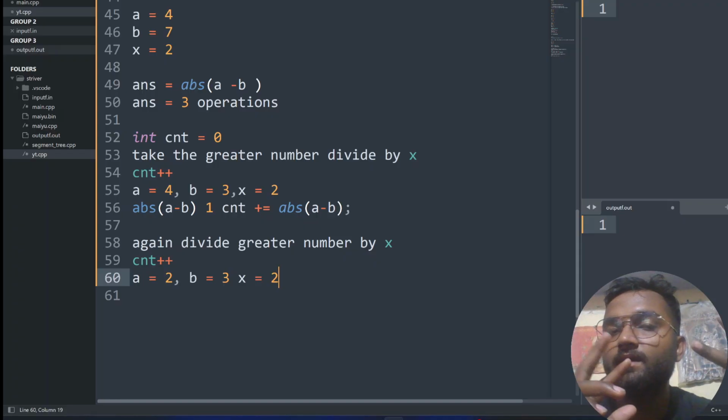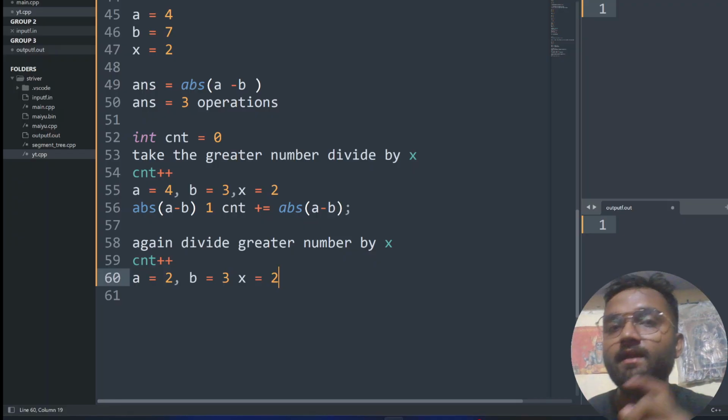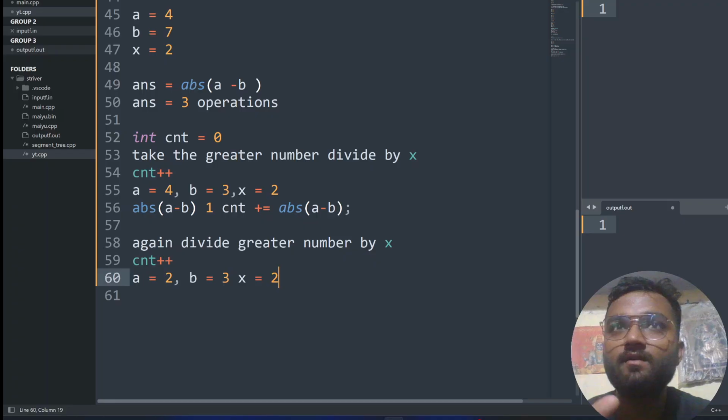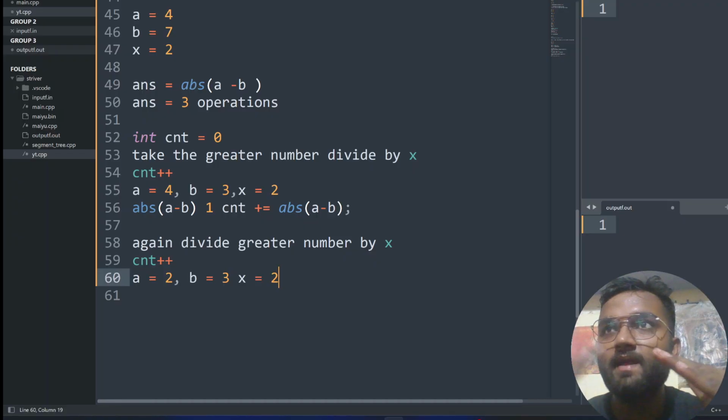The other answer can be that we do the same. In the remaining, now the new a and b, we choose the greater one and again divide by x and then again take the absolute difference. Now we get new a and b. Now we again choose the greater one, divide by x and again make that simple. So in this way we go on until a and b become equal. If we keep dividing by x, at a point where a and b become 0 or equal, then we will stop there.